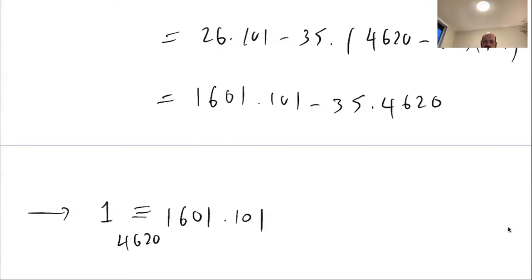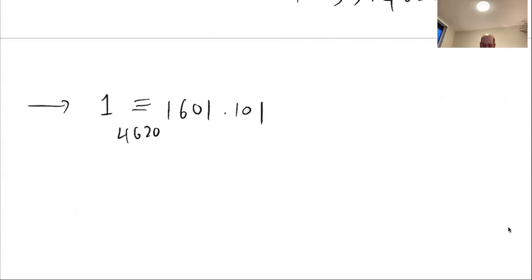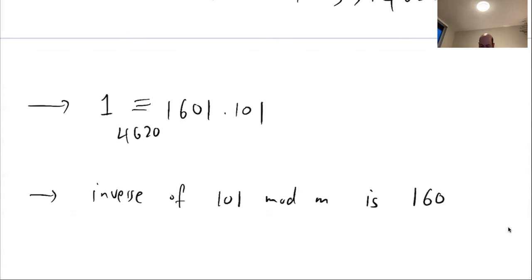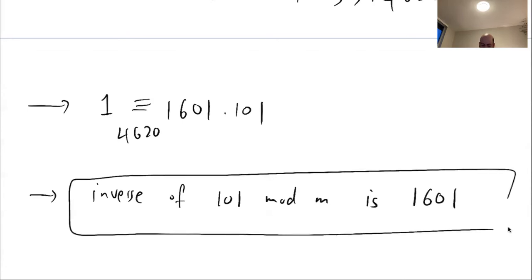Well, there you are. We got the inverse of 101. So that means the inverse of 101 mod M is 1,601, because 101 times that number gives 1 mod M.